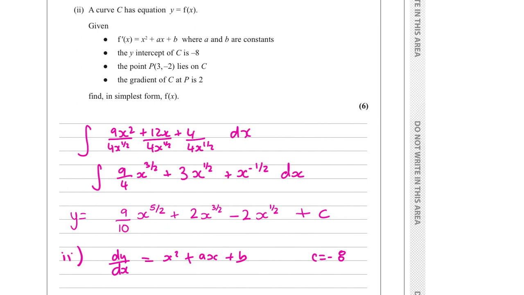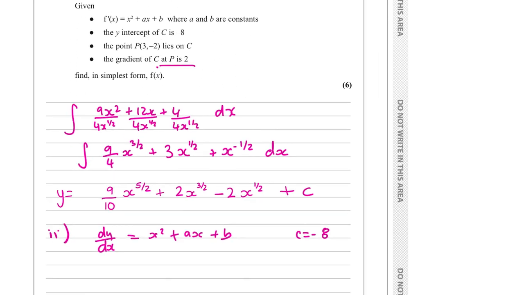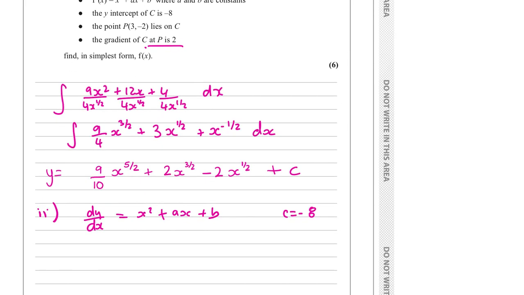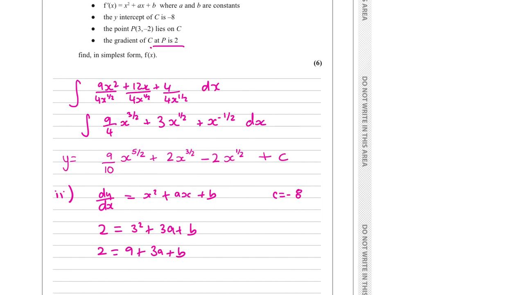Okay, well, this is good news. Right, so the gradient of C at P is 2, and P is (3, -2). So we know that the gradient equals 2 when x equals 3. So we're going to have 3 squared plus 3a, not x, 3a plus b. So I'm going to get 2 equals 9 plus 3a plus b. So that must mean -7 equals 3a plus b. Okay, we've used that one. That's good. Right, the next one.